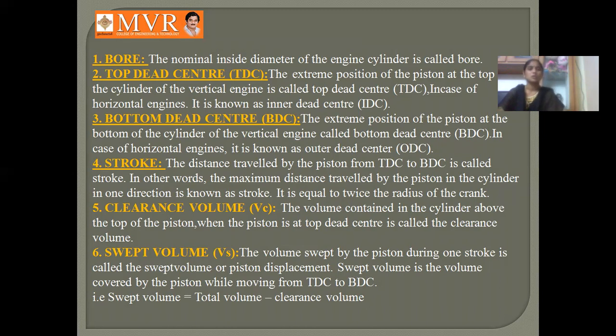Swept volume, denoted Vs. The volume swept by the piston during one stroke is called the swept volume. Swept volume is the volume covered by the piston while moving from TDC to BDC. Swept volume is equal to total volume minus clearance volume.